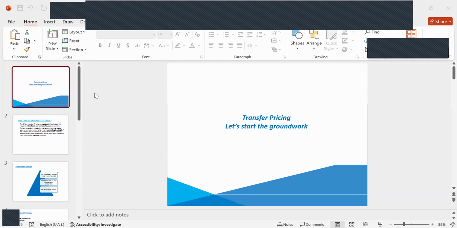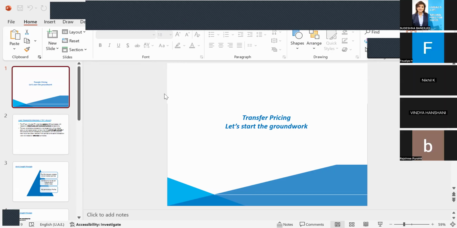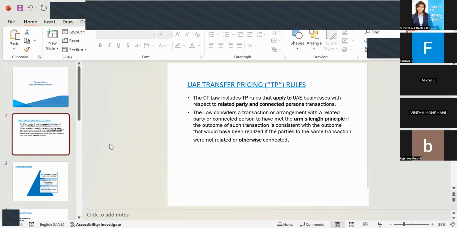Yeah, start. Since the corporate tax is all active right now, we can now start a groundwork on transfer pricing. Many of them will be aware of it. Then I'll just give a basic idea of what transfer pricing is. Like we all know what transfer pricing is.